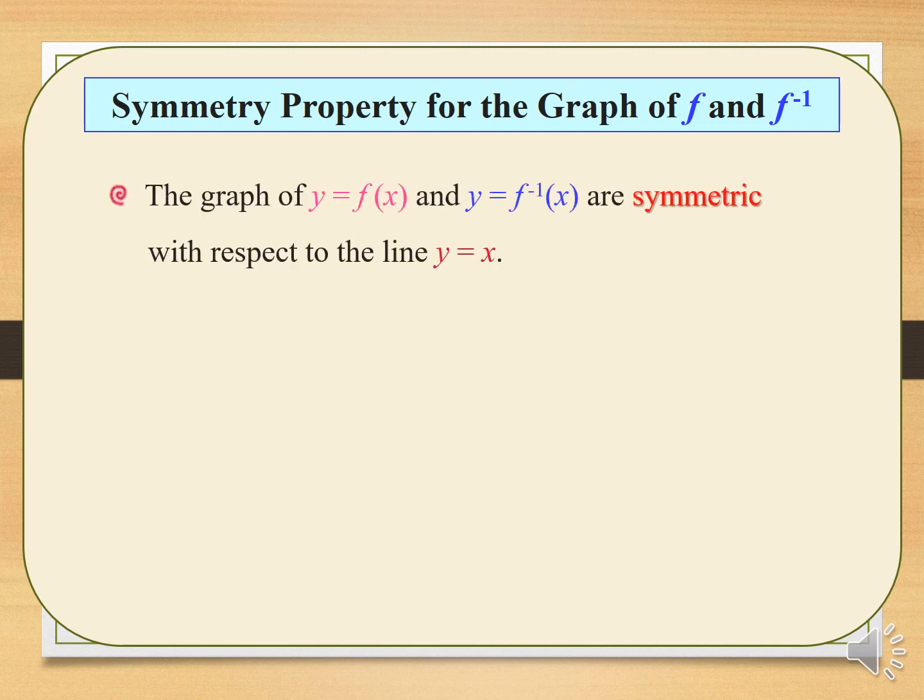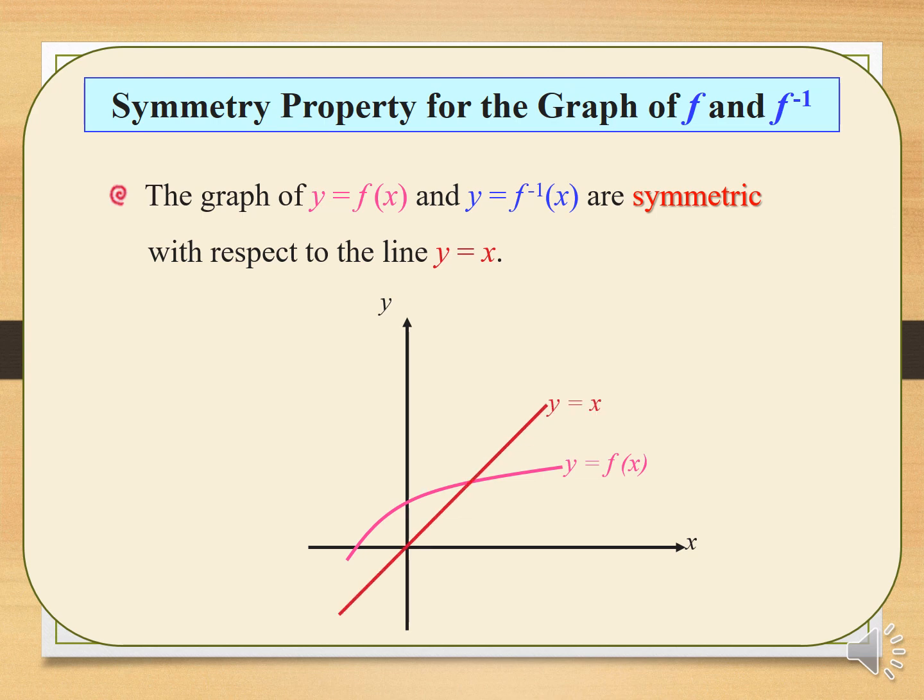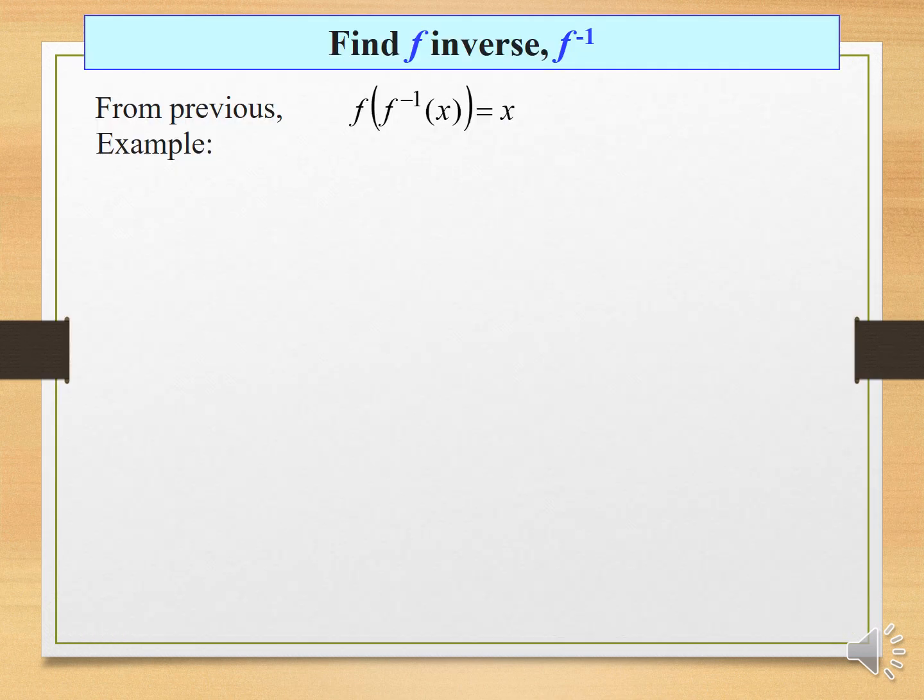The graph of y equals f(x) and y equals f inverse are symmetrical with respect to the line y equals x. For example, the graph y equals f(x), the line y equals x, and the reflecting graph is the f inverse function. Find f inverse. From previous, we know that f composite f inverse equals x.